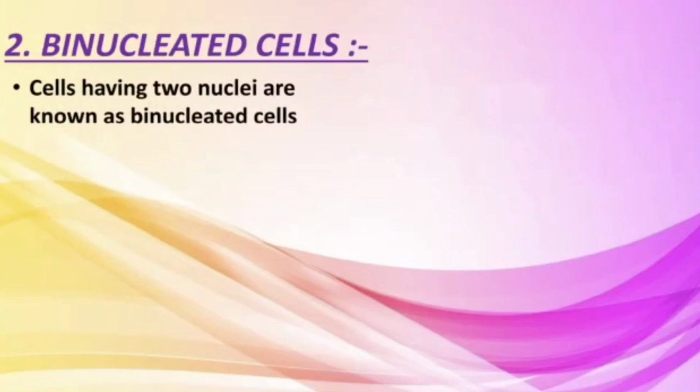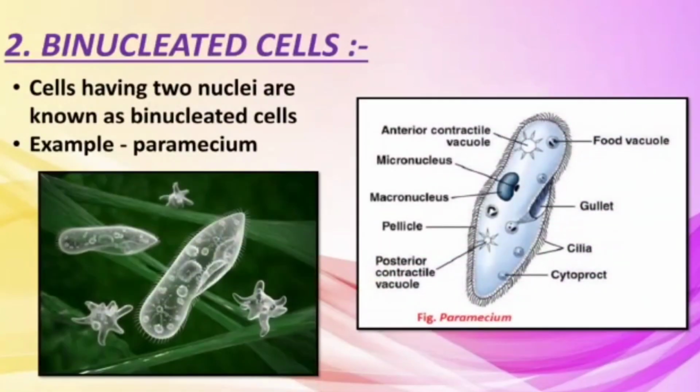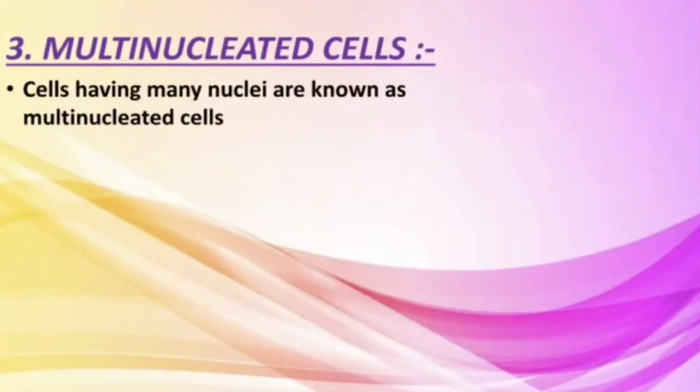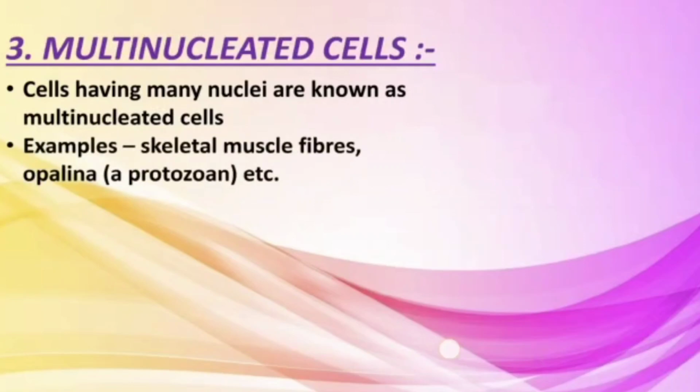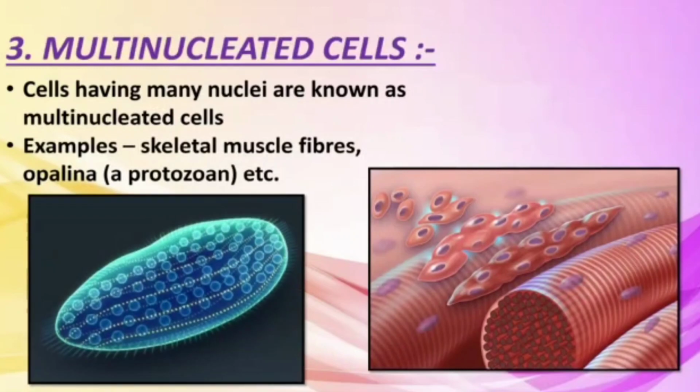The second type are the binucleated cells. These cells contain two nuclei, for example, paramecium. The third type are the multinucleated cells. These cells contain many nuclei, for example, skeletal muscle fibers, and Opalina, which is a protozoan, etc. We can clearly see in the pictures that these cells contain multiple nuclei inside them.